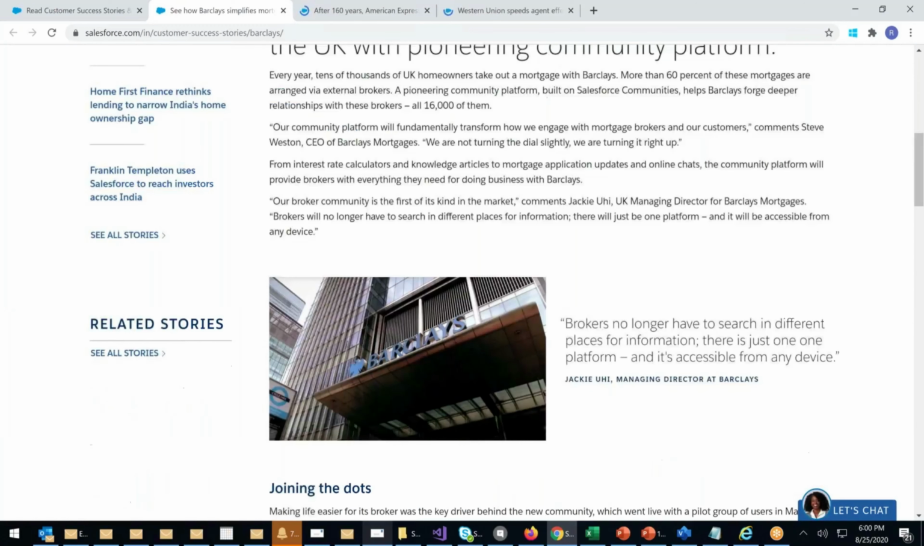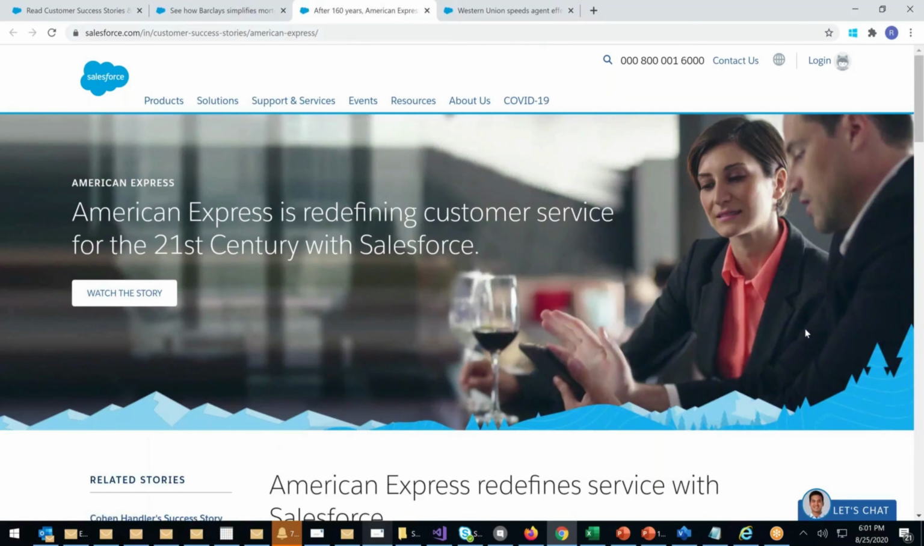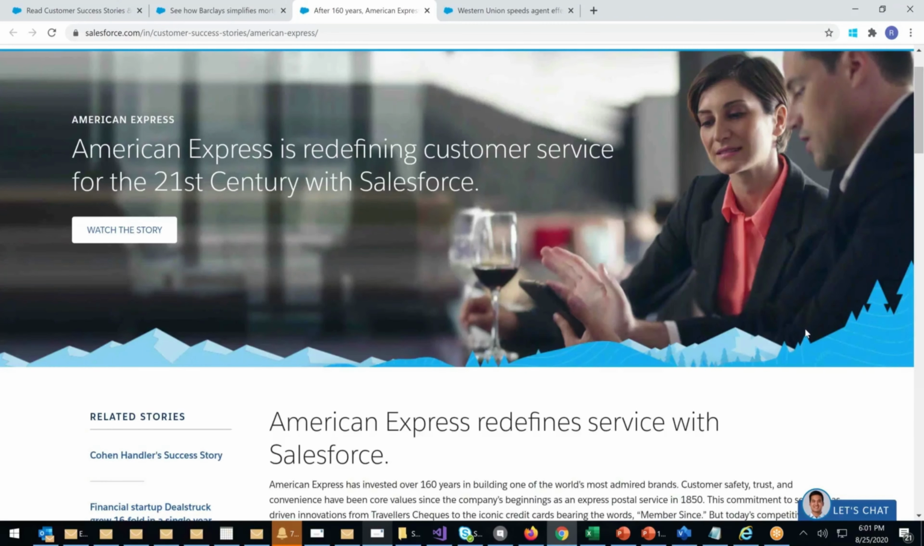They have now hosted their banking cloud. See, American Express redefining for the 21st century with Salesforce. They are coming out from that feeling that if the server is within my premises, then only it's safe and secure. If the server is at Salesforce, it's not safe and secure. Come out of that mentality.